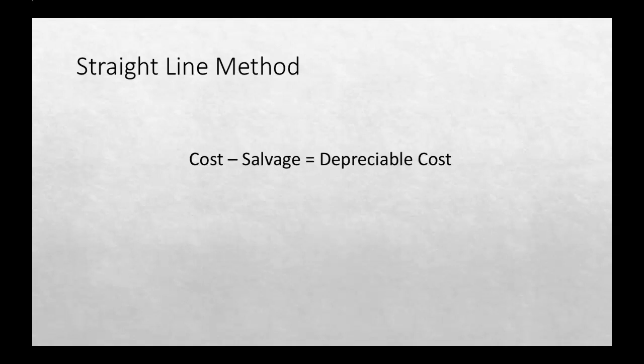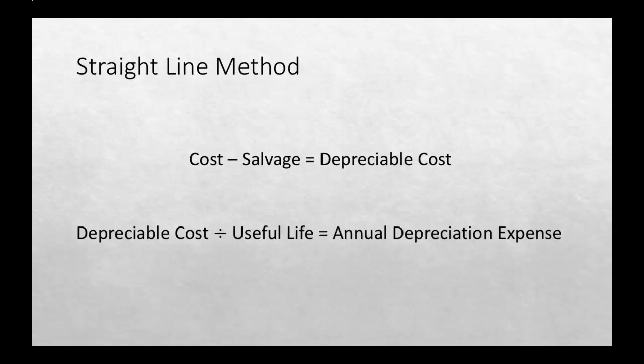To calculate your depreciation expense in the straight line method, we take our cost minus the salvage value to get our depreciable cost. And then we take that depreciable cost and we divide it by our useful life in years to get our annual depreciation expense.